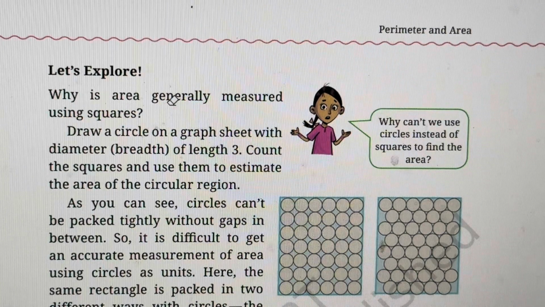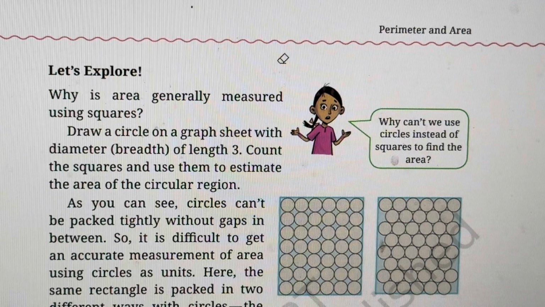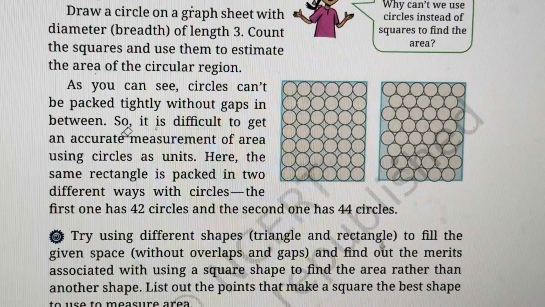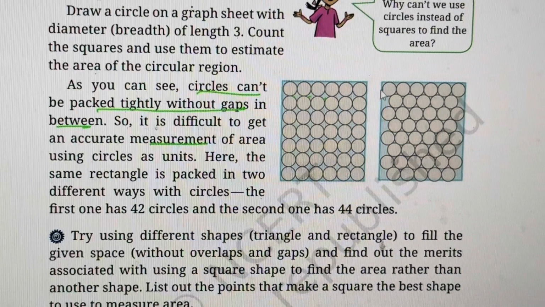As you can see, circles can't be packed tightly without gaps. See here. What is done over here? In a square sheet of paper, instead of squares, circles are drawn. So we observe that the circles can't be packed tightly without gaps in between. It is difficult to get an accurate measurement because what about the space which is here, which is not filled in, right? This is one way of arranging where 42 circles are arranged.